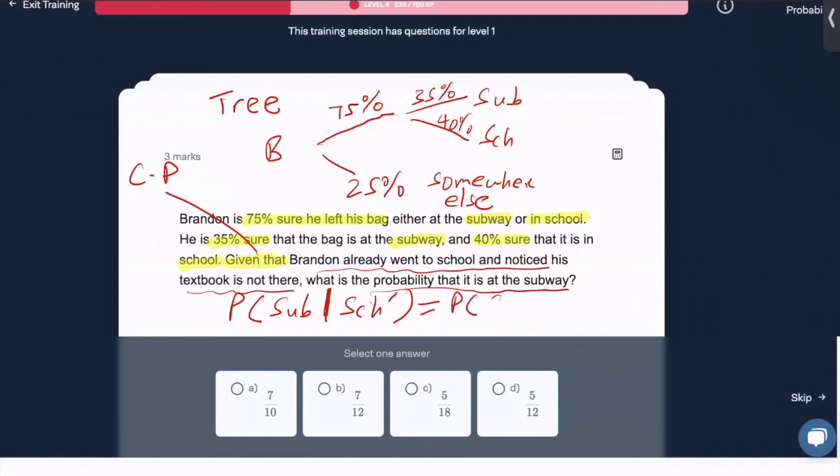Then we can apply the conditional probability formula: the probability that it's at the subway and not in school, school prime, divided by the probability of school prime. This formula is also in your formula sheet. The numerator, the probability it is in the subway and not in school, will be 35%, divided by the probability that it is not in school. That leaves 2 options, either in the subway or somewhere else, so that will be 60. Simplifying that, the answer is 7/12. So the answer is B.